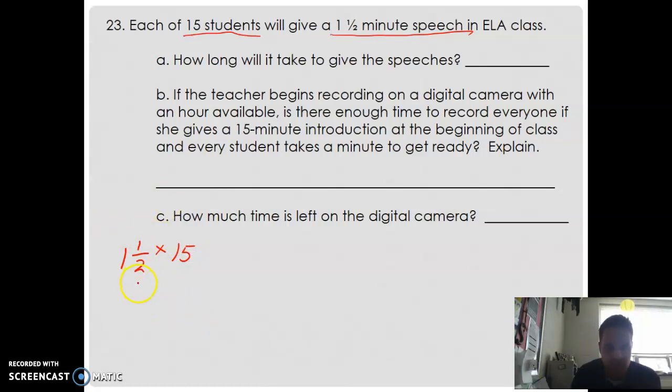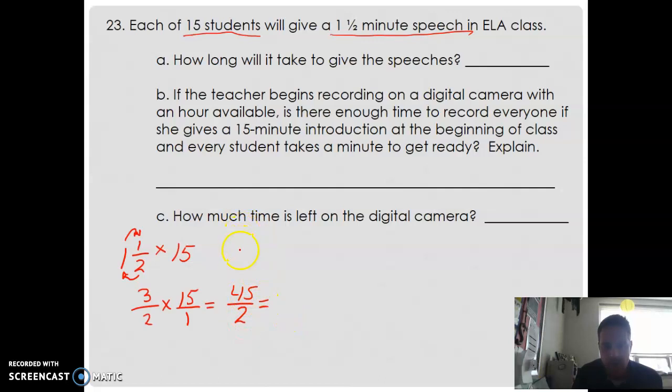So the first step, we're going to change this to an improper fraction. 2 times 1 plus 1 is 3 over 2, times 15. I'm going to put 15 over 1. I'm going to look and see if I can cancel out 2 and 15, 3 and 1. They only have greatest common factors of 1, so I'm going to multiply straight across, and I get 45 over 2 times 1 is 2.